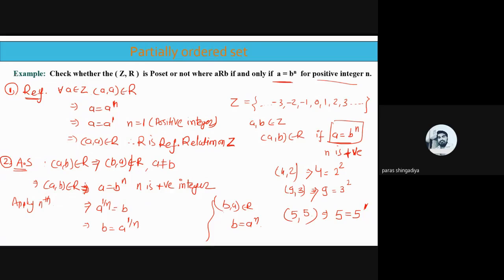And when we start the example, we say that AB belongs to R, means A is equal to B raised to n, and n is a positive integer. So can we say 1 upon n is also a positive integer? Yes, this is your task. Can we say 1 upon n is also a positive integer? Is it true?